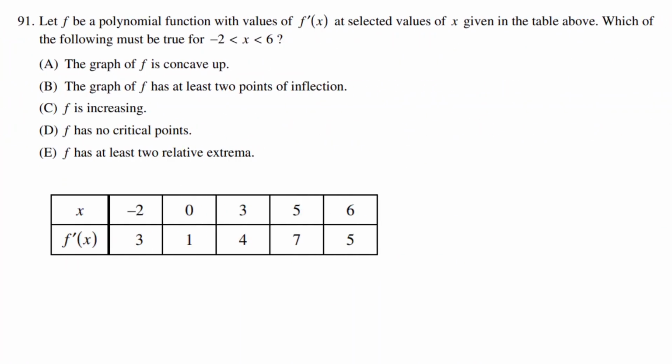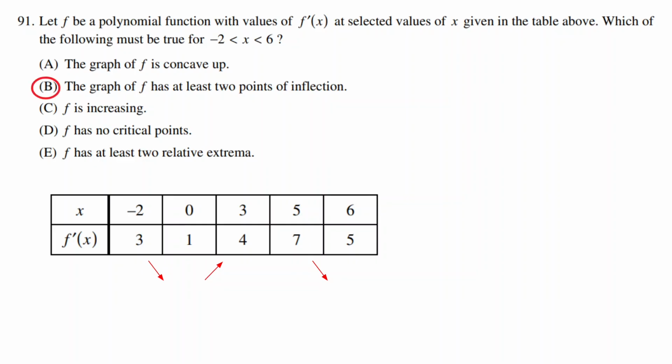91 asks us what is true, so let's go through them in order. A says the table has to be concave up, but there's no way to tell that just from the table. B says that there's at least 2 points of inflection, and this is correct because it goes from 3 to 1 and then 1 to 4, and then 4 to 7 and 7 to 5. This is changing concavity because it changes from increasing to decreasing or vice versa.